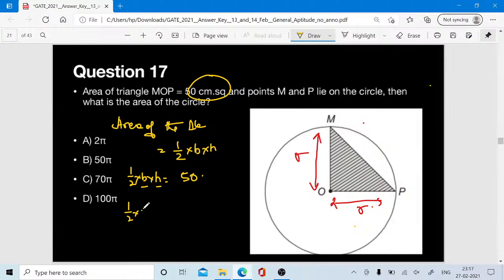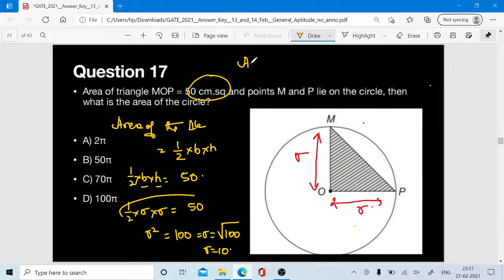So this is half into R square is equal to 50. So here R square will be equal to, 2 will go here, R square is equal to 100. So R is going to be square root of 100, so R is going to be 10. And you guys know here, they have given everything in terms of pi.